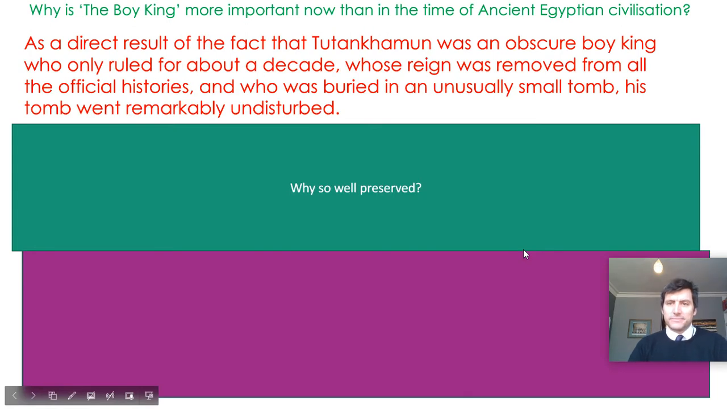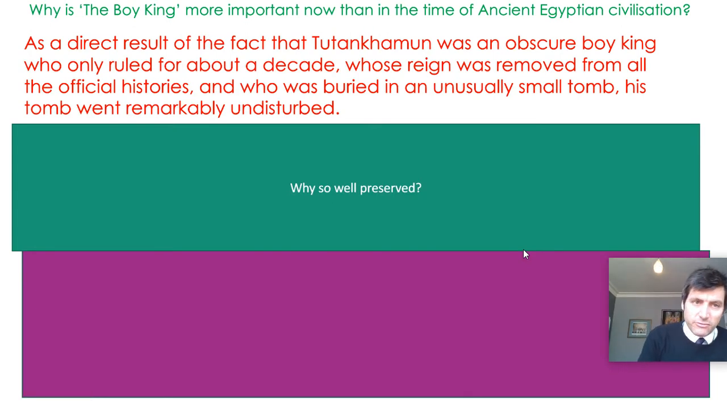Well, the reason was because he was obscure, so he wasn't very important. Obscure means he wasn't very important, and he was only in charge for 9 years, so about a decade. Most of the histories scrubbed him out. He wasn't listed as an important ruler, so nobody went and looked for him. And his tomb was really small. Lots of the other pharaohs' tombs were much bigger. Therefore, when the Egyptologists were looking for tombs, they didn't find it because it was really small.